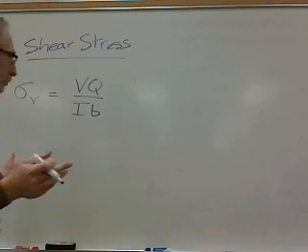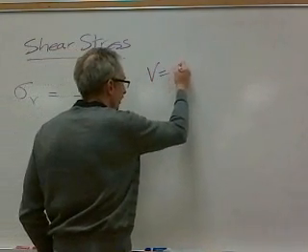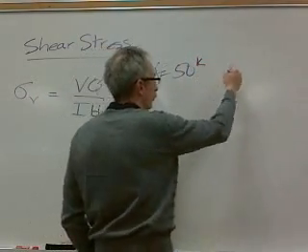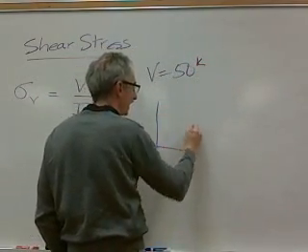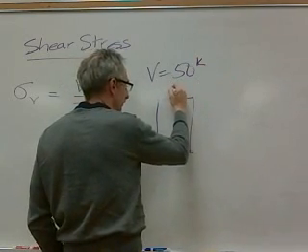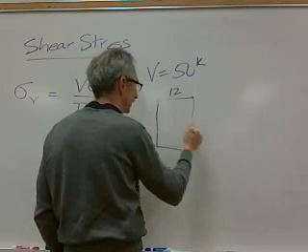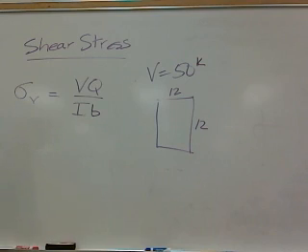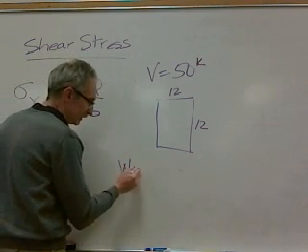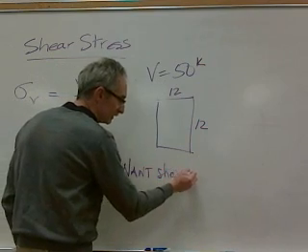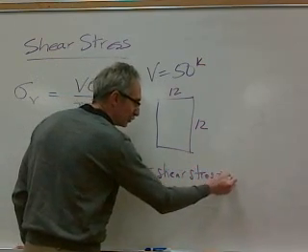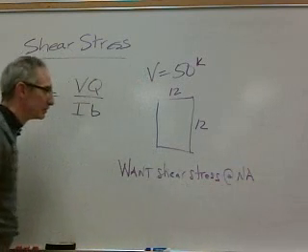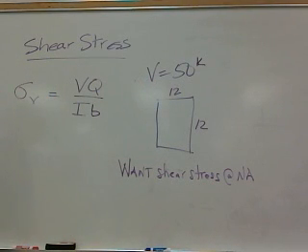But let's say, I'll give you the shear. I'll say, hey, we've got a 50 kip shear force, and it's on a beam that's, let's just say, a 12 by 12 square beam. Okay? And you want shear stress at the neutral axis. Okay? So what would you do here? You've got a shear force of 50 kips. That, again, is just given to you.